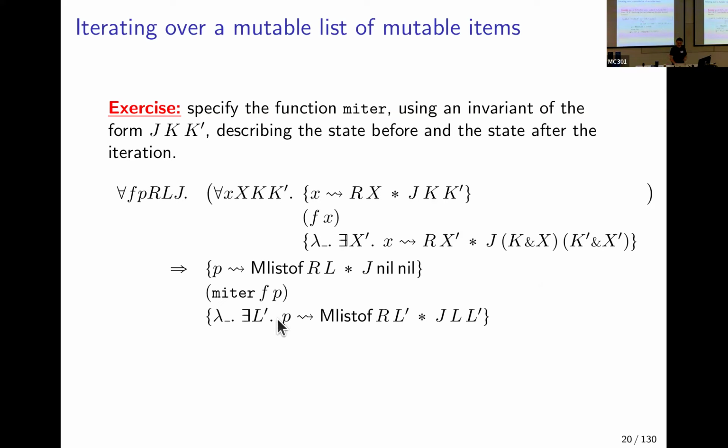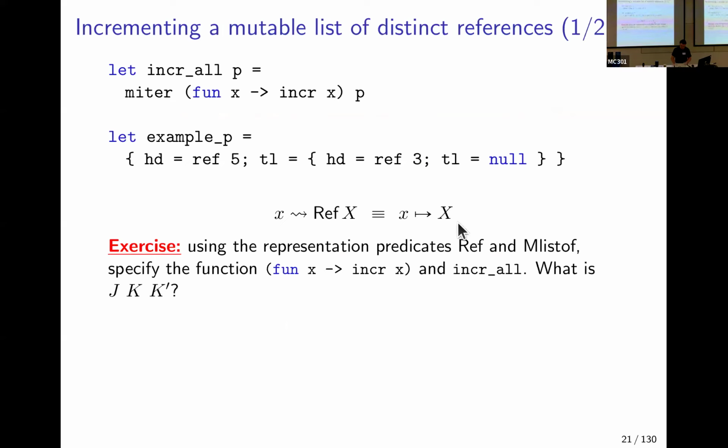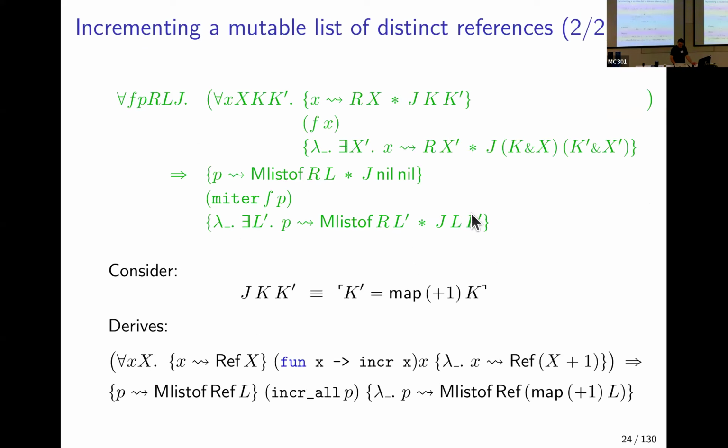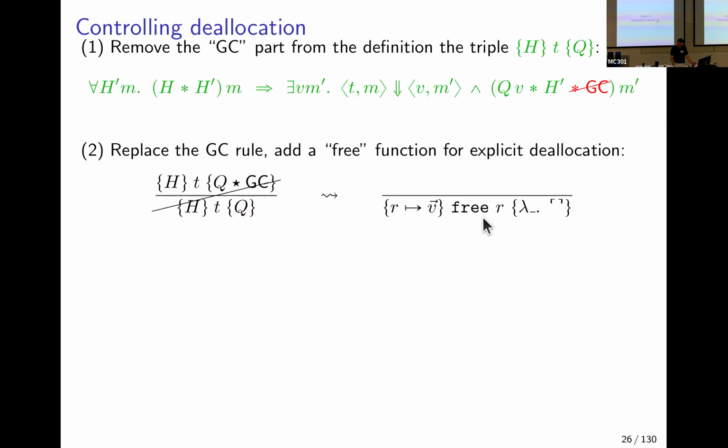Even if this function is not changing the list itself, the function f might be changing every step. So you can do that as well. It's just you have to make your invariant a bit more general. So exercise, maybe that's okay. So that's one instantiation. Inc all, if you have inc, you do inc all by saying iter inc. Blah blah blah. Okay.